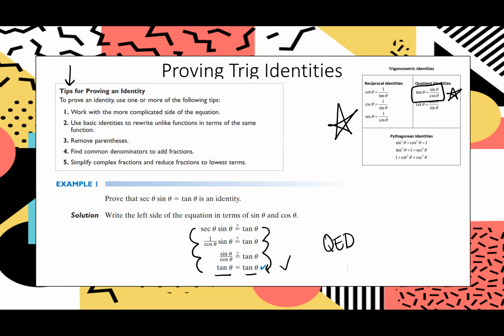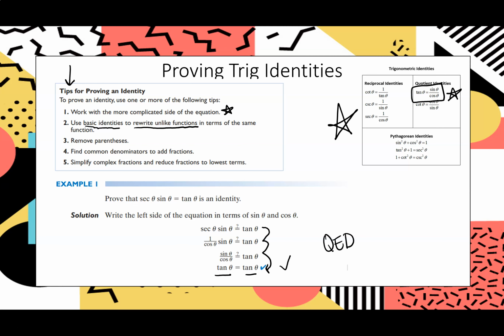I highly recommend working with the more complicated side of the equation. Just like we did here, we worked with this. That's the one that we changed around and manipulated, and we got it to look like the easier one. This one says use basic identities to rewrite unlike functions. So for example, instead of writing secant, we wrote it as 1 over cosine.